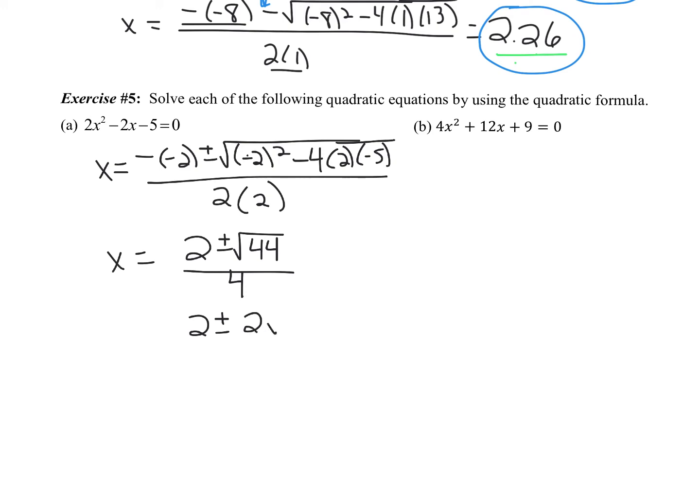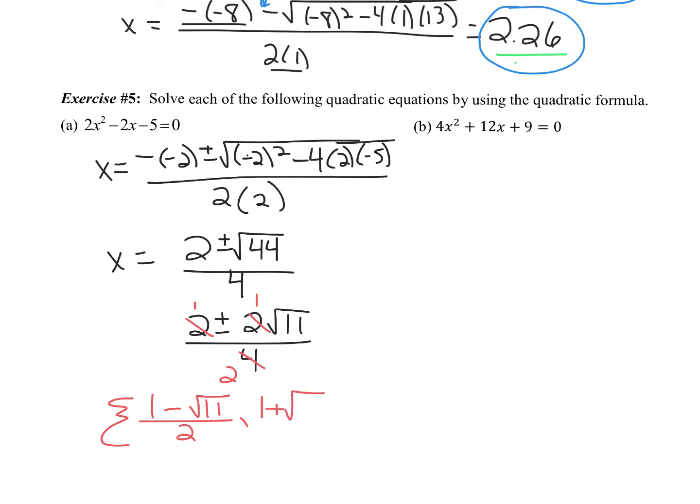So square root of 4 is 2, and then radical 11 over 4. Simplifying, I have a common factor of 2. So my answers here, I'm going to write them in roster notation, are 1 minus radical 11 over 2, and 1 plus radical 11 over 2.